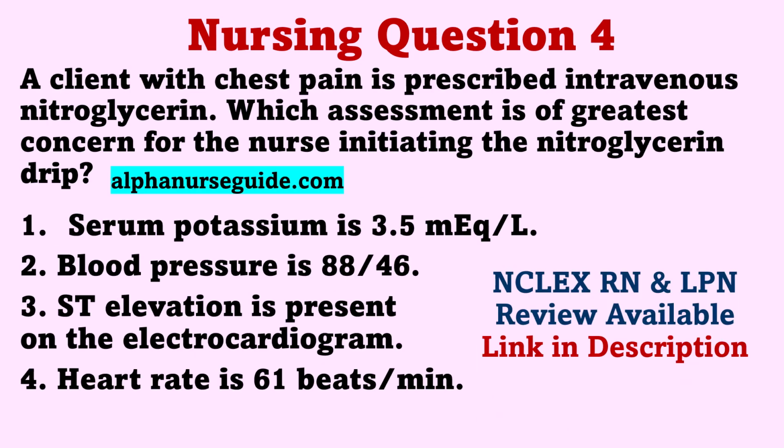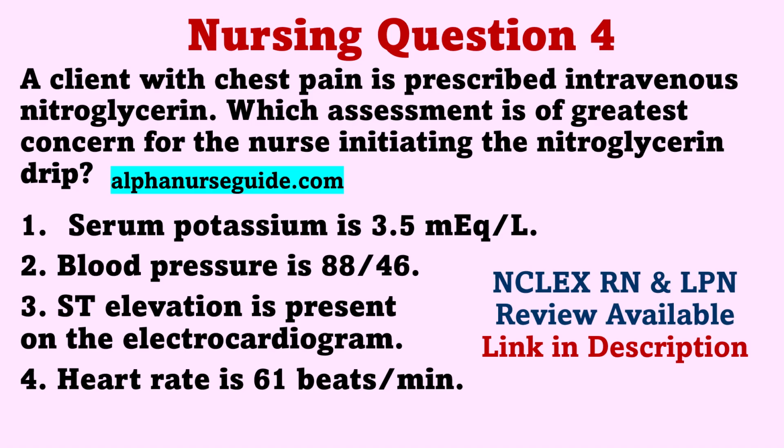A client with chest pain is prescribed intravenous nitroglycerin. Which assessment is of greatest concern for the nurse initiating the nitroglycerin drip? 1. Serum potassium is 3.5 milliequivalents per liter. 2. Blood pressure is 88/46. 3. ST elevation is present on the electrocardiogram. 4. Heart rate is 61 beats per minute.